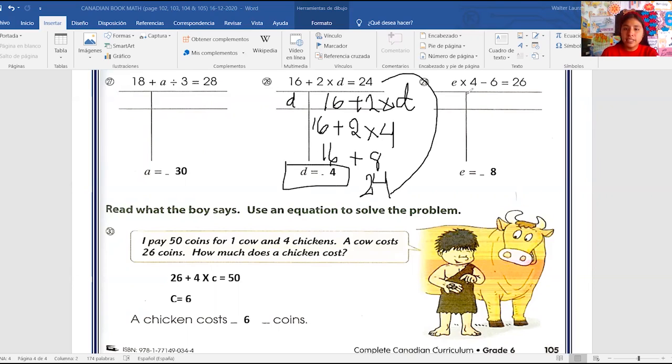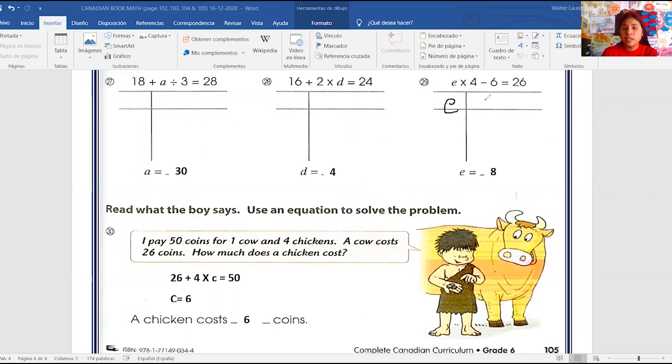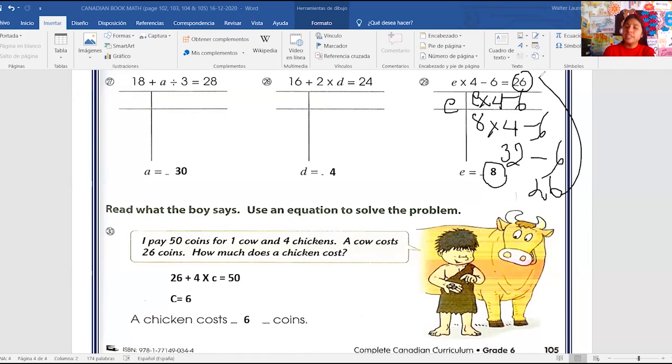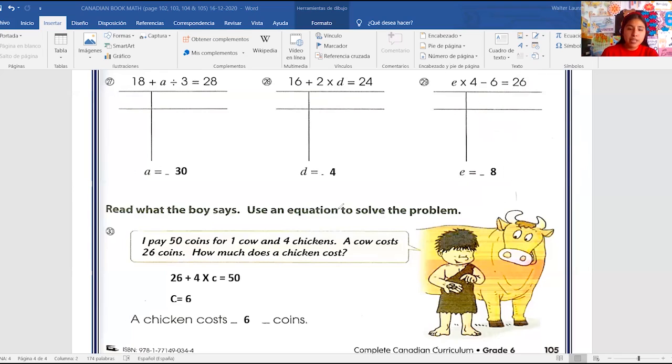What about letter E? We copy the same, so here we copy, right? E times 4 minus 6, like this. As a result, we need to get 26. It says that my value is 8. Okay, 8 times 4 minus 6. So in this case, it's 32 minus 6 equals 26. Is the same? Yes. So the correct value for E is 8. Good. Okay, so we apply that method.